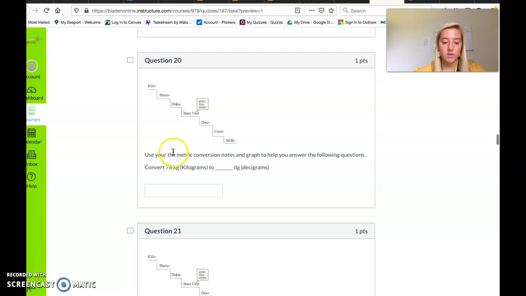Question number 20 asks you to use the metric conversion notes and graph to help you answer the following question. Convert 78 kilograms to decigrams. So you will do the math. Please do it on a separate sheet of paper if you need. If you can do it in your head, do it in your head, but it would be helpful to write it out.